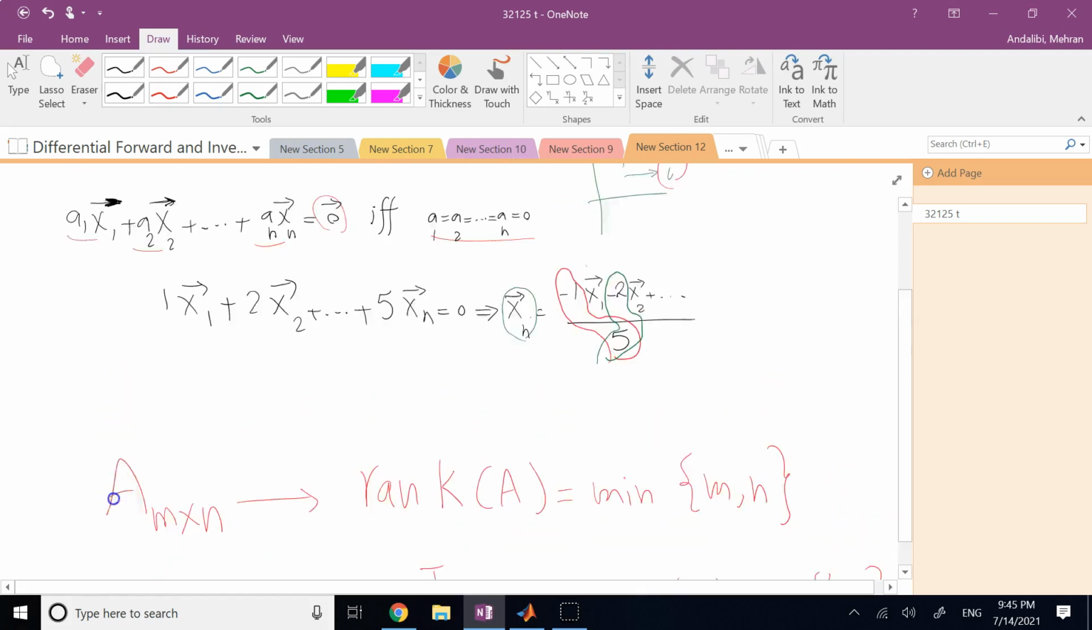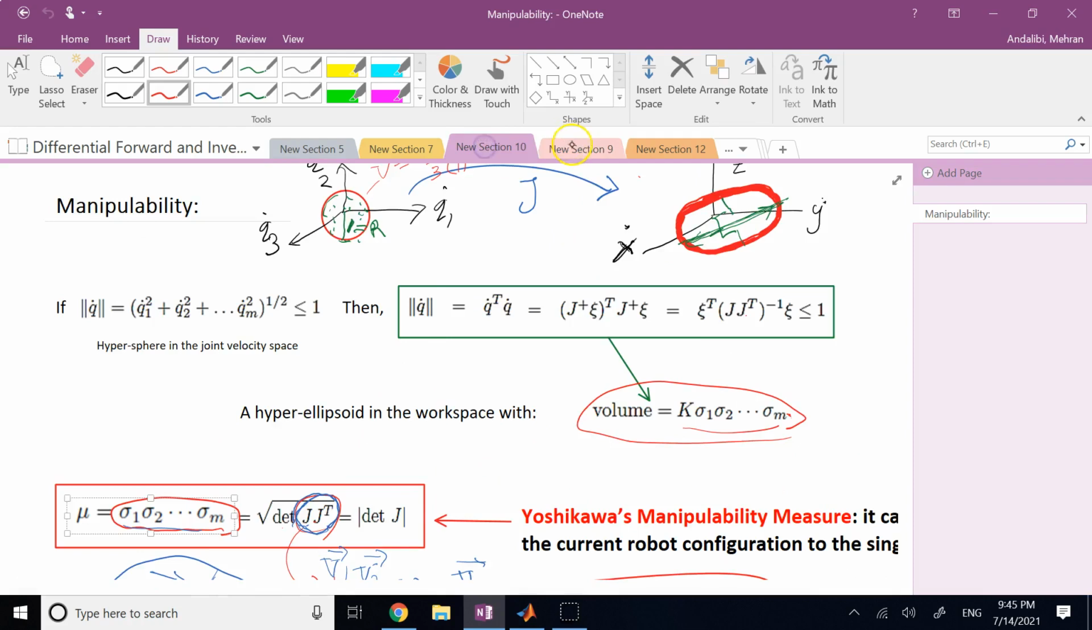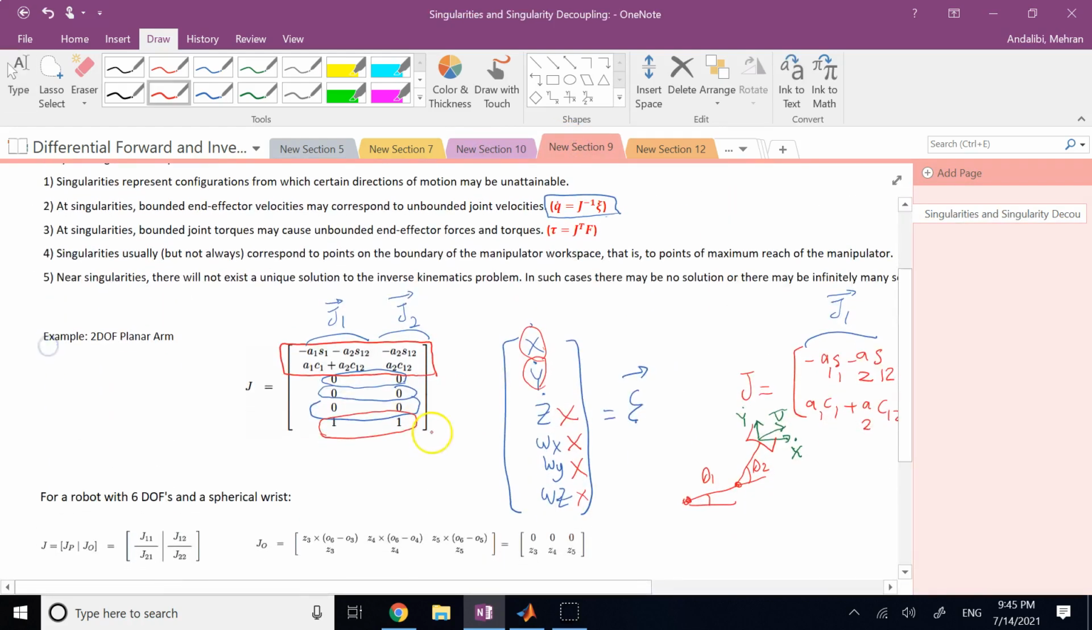Like for example, for this 2DOF robot, what is the rank? This is a 6 by 2. The max rank this guy can have is 2. For a SCARA, it's 4. For a 6DOF robot, it is 6. If it has 8 joints, then you never go beyond 6. So the max that J can have is 6. It never goes beyond 6.